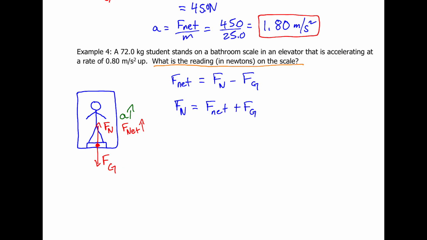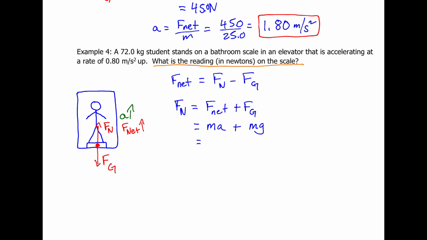So we guessed ahead just by the description that the scale should read a higher number than the weight, and that higher number accounts for the weight plus the acceleration force. Those two forces added together are going to account for my normal force. Now we can put in our numbers. The net force is going to be ma, and the gravity force is mg. So we can now put all the numbers we want in here.